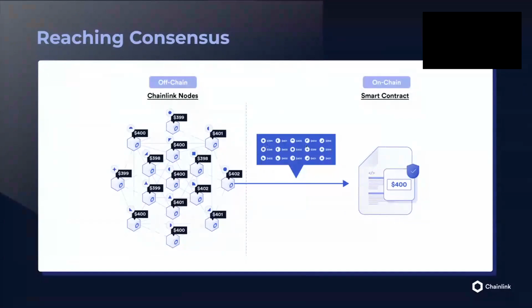Each node's value is put into a report, and then one of the nodes is chosen to deliver that report on chain once a few checks are made. And then the final result is aggregated on chain. Everything's transparent, and that's the actual latest price for that asset or whatever the data feed is for.